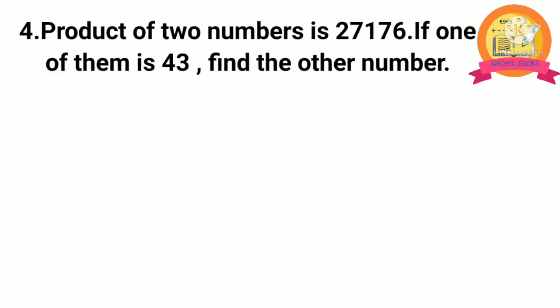Fourth problem. Product of two numbers is 27,176. If one of them is 43, find the other number. In the question, the product of two numbers is given and one of the numbers is also given. We have to find out the other number. Solution.